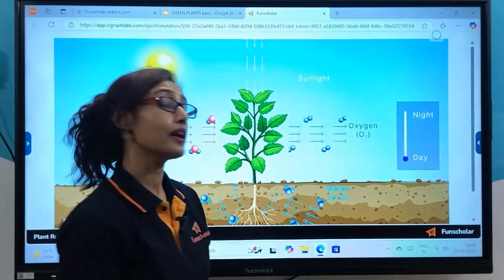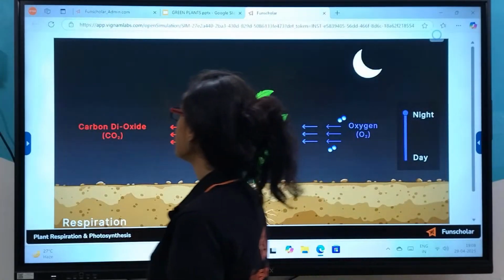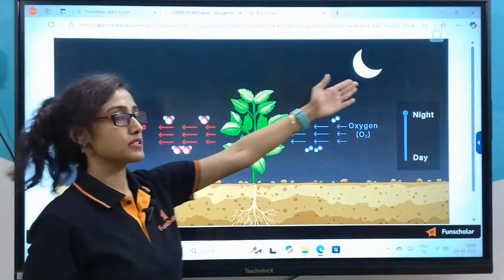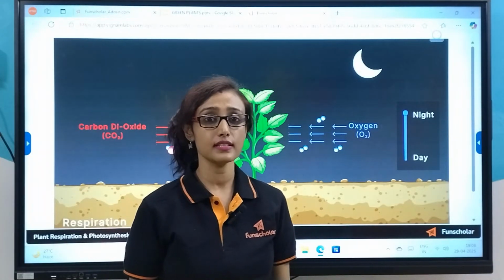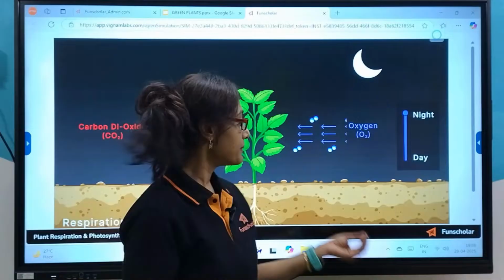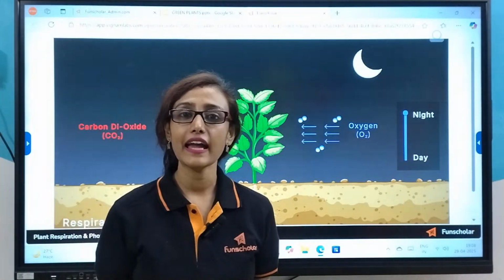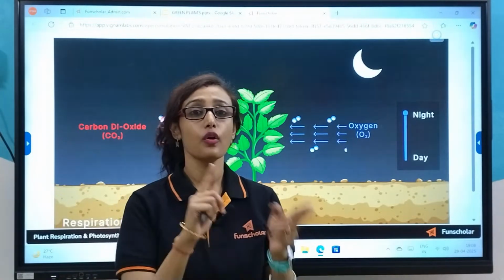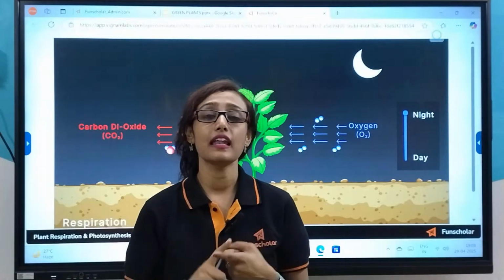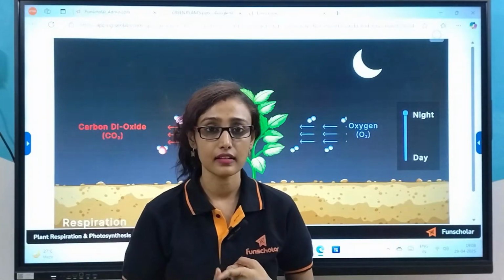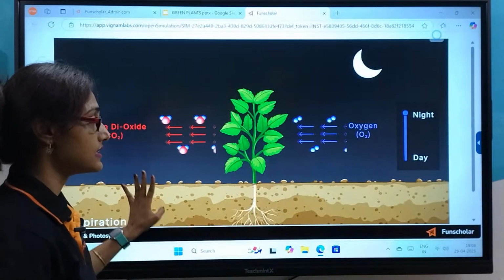Now let's see what happens during night. In night, in case of sun, now comes the moon. So do you think the process of photosynthesis can be happening during night? No. Why? No light, no photosynthesis. What was the first condition of photosynthesis? That sunlight has to be present. No sunlight, that means no photosynthesis.